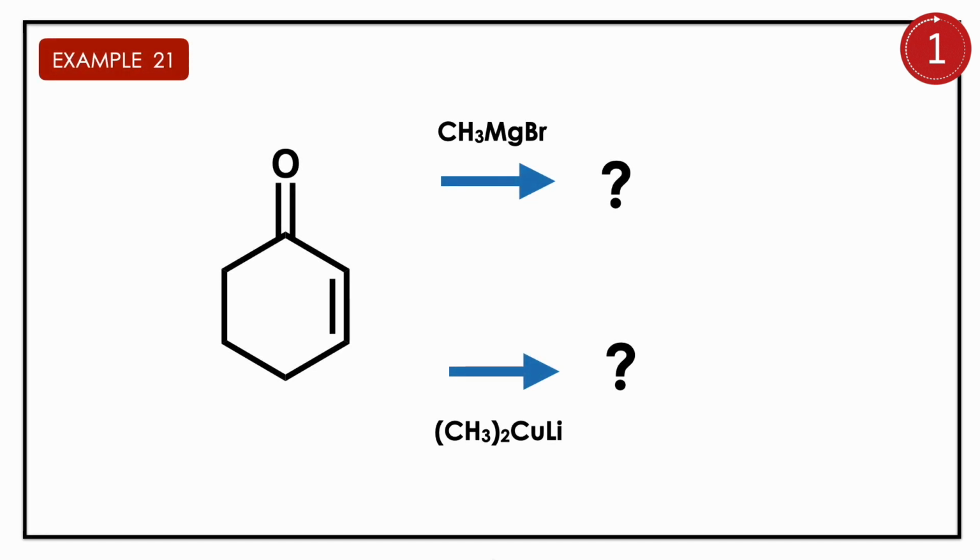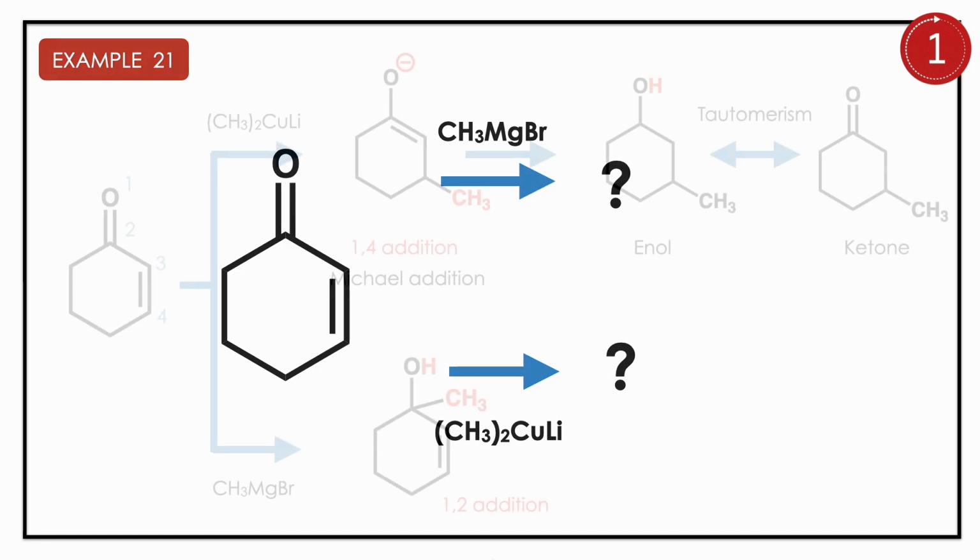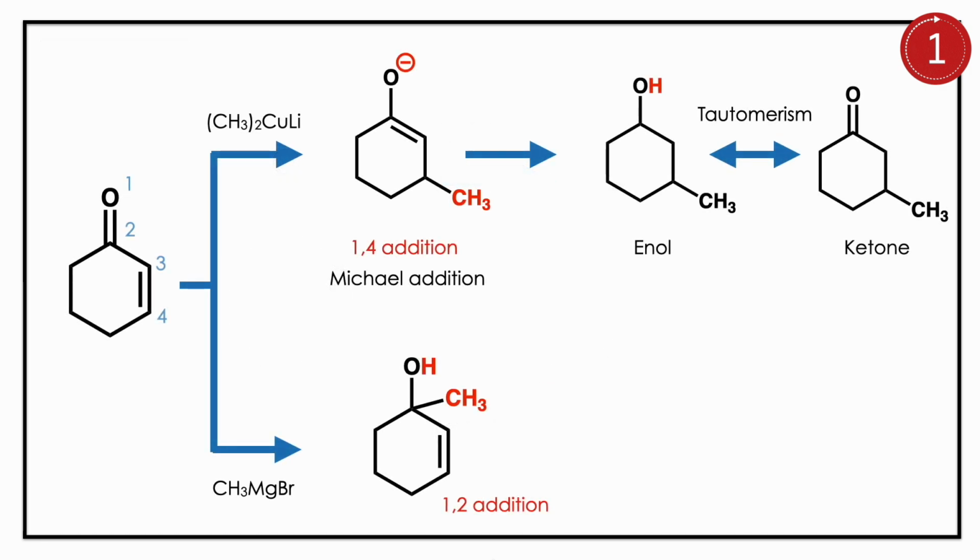Then the next example: you have cyclohexenone, an alpha, beta unsaturated ketone. You are reacting it with two different Michael donors. One is methyl magnesium bromide, another is dimethyl copper lithium. You should find what will be the final product. Here are two different Michael donors, methyl magnesium bromide and copper lithium. Magnesium provides a hard nucleophile. A hard nucleophile undergoes 1,2 addition because the carbonyl is hard, and the hard-hard interaction leads to 1,2 addition.